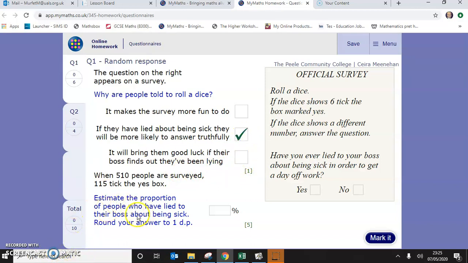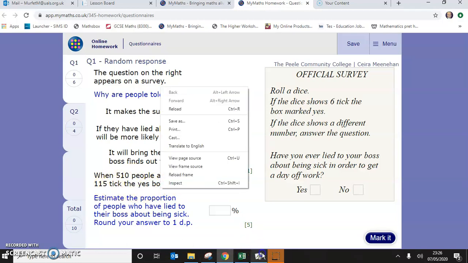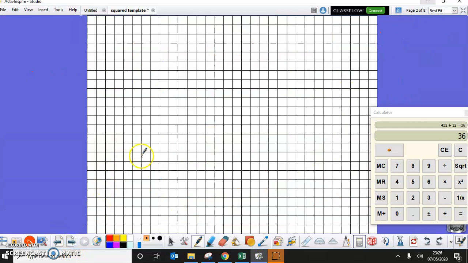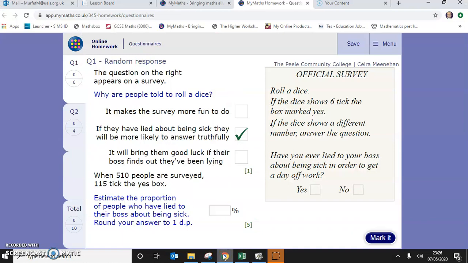Okay. Estimate the proportion of people who have lied to their boss about being sick. Round your answer to one decimal place. Okay, so let's think what we've got. We've got 510 people were surveyed and 115 ticked yes. So I've got 115 said yes, and 510 total number. Let's just check those figures. 510 to 115.